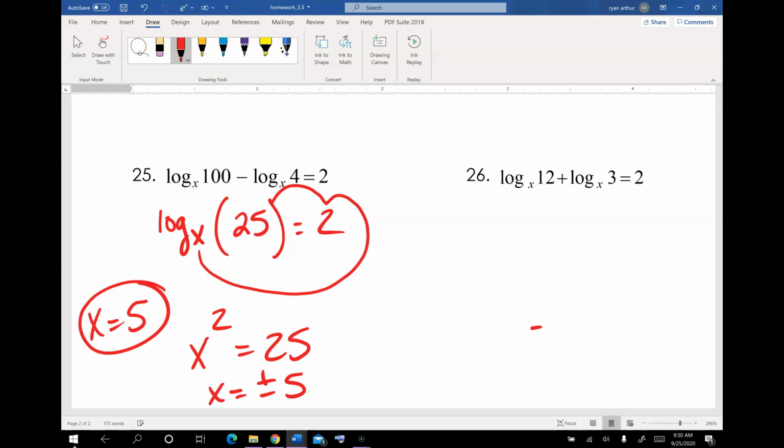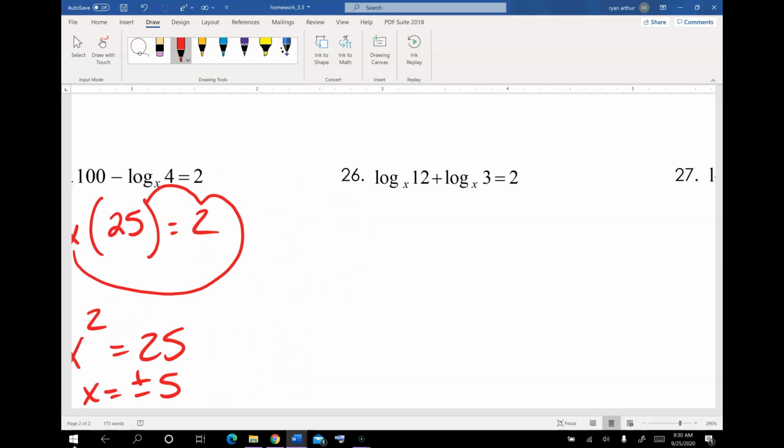All right, so 26, same concept. There's nothing in front of the logs, so we're good. We're adding the two logs, so we're going to multiply their insides. And I'm going to get log base x of 12 times 3 is equal to 2. Well, 12 times 3, that's 36. So I'm going to erase it and put 36.